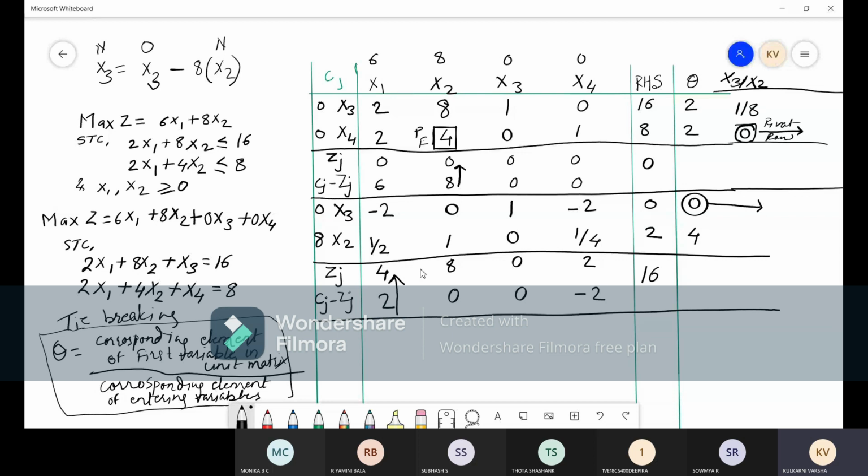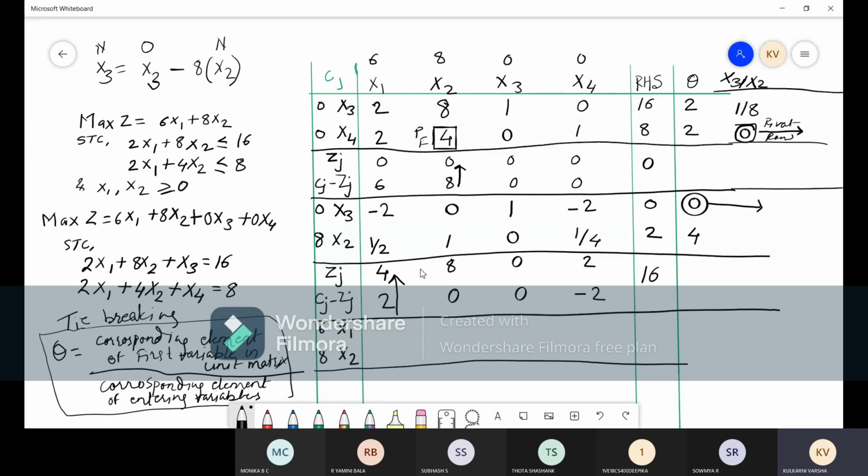So in the next iteration, there is no tie breaking, right? In the next iteration, instead of x3, we have to write x1 because x1 is entering. So write down x1, write down x2. The coefficient of x1 is 6, the coefficient of x2 is 2, right? And then calculate the values.